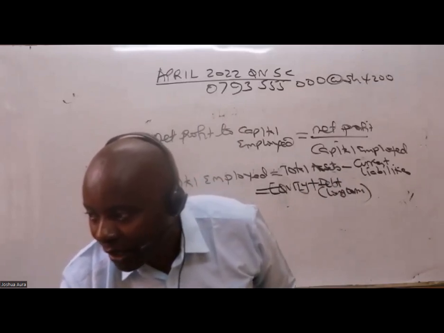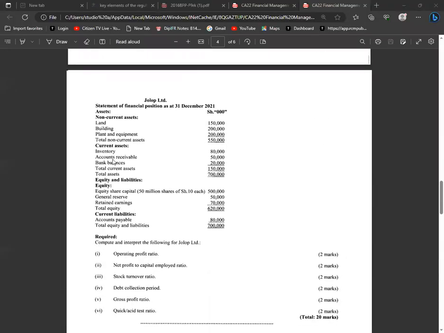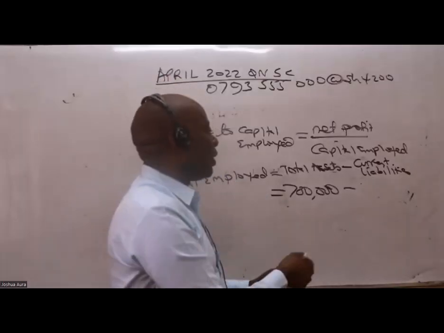Then what do we have here, ladies and gentlemen? Are you able to see the total assets of the firm? Yes, I can see the total assets here. They are 700,000. So I'm using this formula: total assets, 700,000, minus the current liabilities. Still in the statement of financial position, I can see my current liabilities here. Only one item, accounts payable, which is 80,000. So if I take 700,000 minus 80,000, what am I getting?